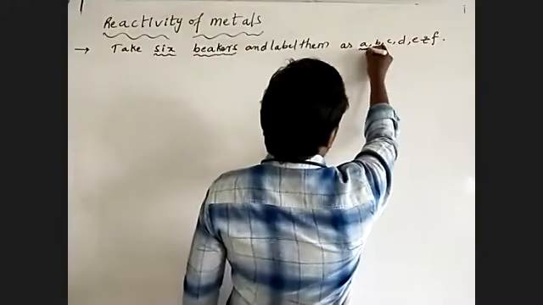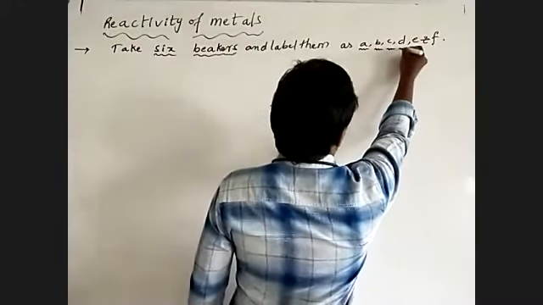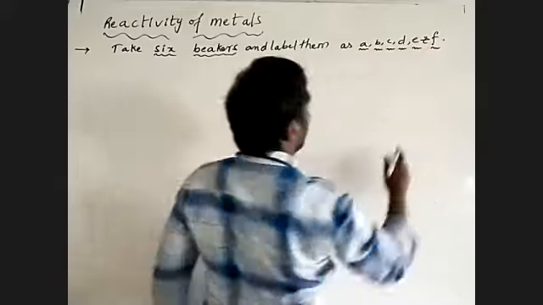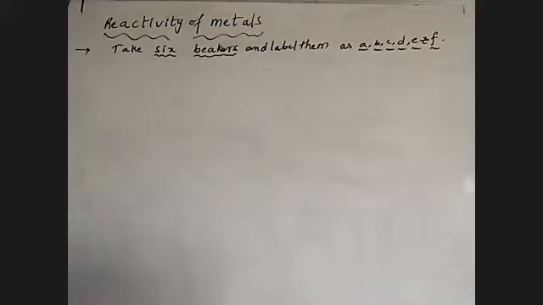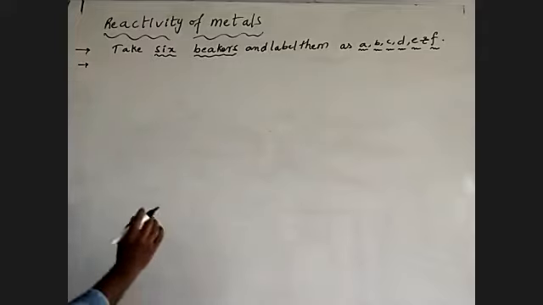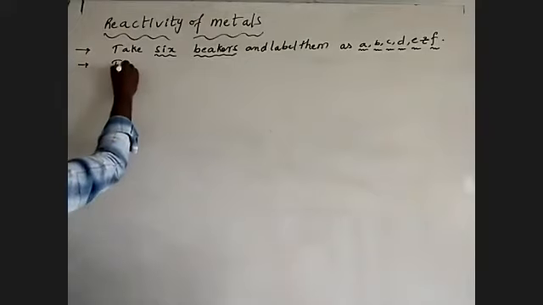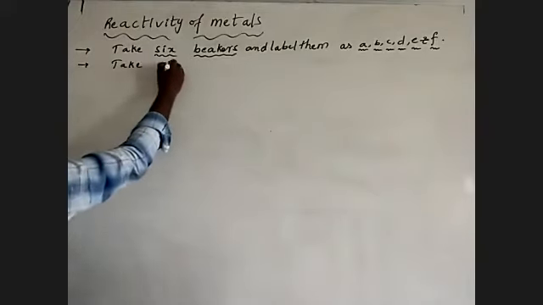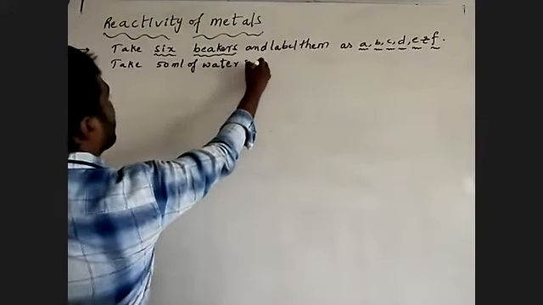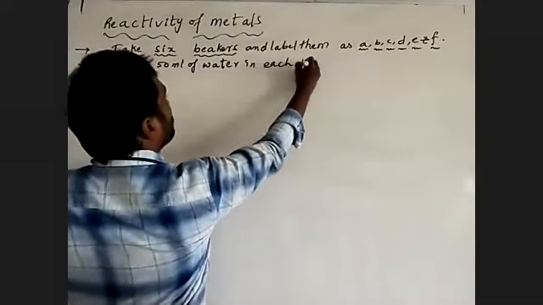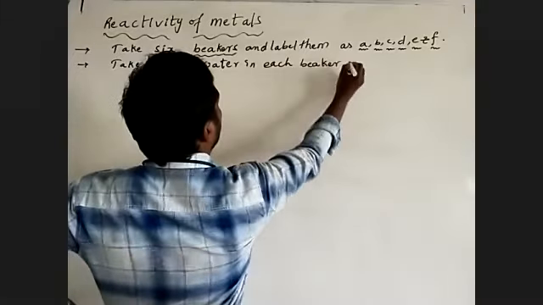A, B, C, D, E, F. 1, 2, 3, 4, 5, 6. See what we are doing. Take 50 ml of water in each beaker. Take 50 ml of water in each beaker.